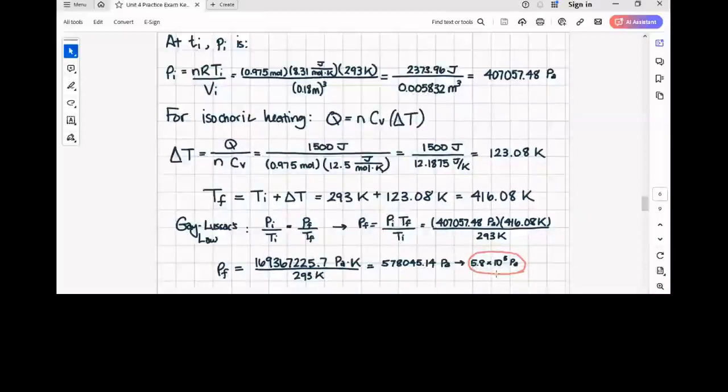And I find that it is 5.8 times 10 to the 5 pascals. So approximately 578,000 pascals compared to 407,000 pascals. So it's not too hard to visualize or too hard to guess that transferring heat to that gas but not letting the gas change its volume in any way would have to result in a pressure increase.